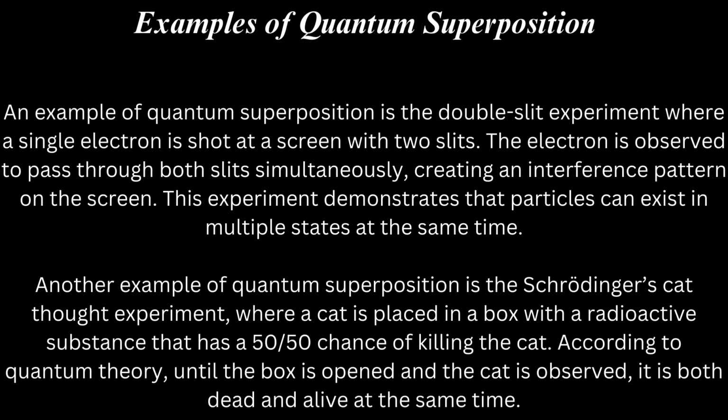Another example of quantum superposition is the Schrödinger's cat thought experiment, where a cat is placed in a box with a radioactive substance that has a 50-50 chance of killing the cat. According to quantum theory, until the box is opened and the cat is observed, it is both dead and alive at the same time.